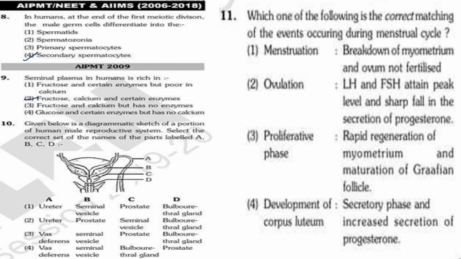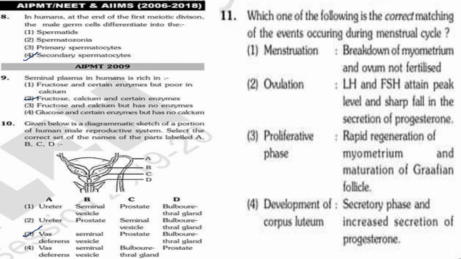And in the 10th question, the diagram is given and you have to label the correct ones. So here A is the vas deferens, and B is seminal vesicle. C is prostate gland and D is bulbourethral gland. So the 10th one is the third option.